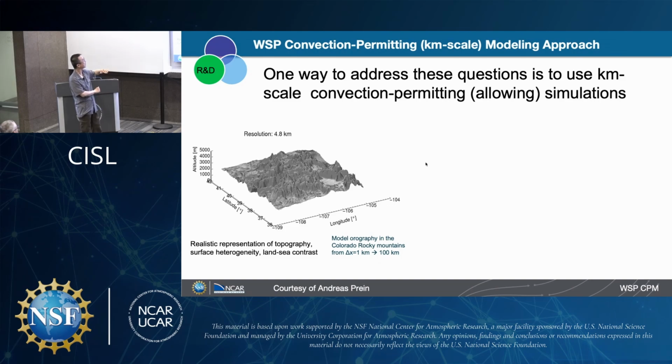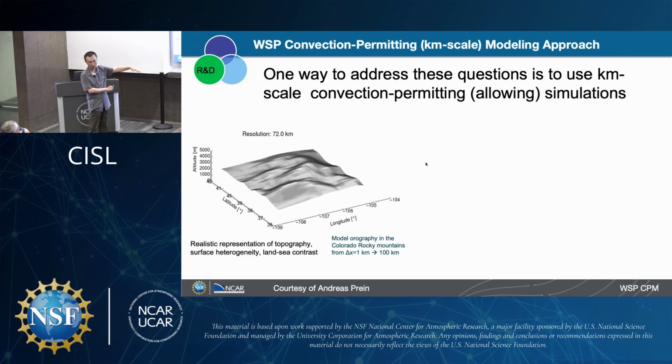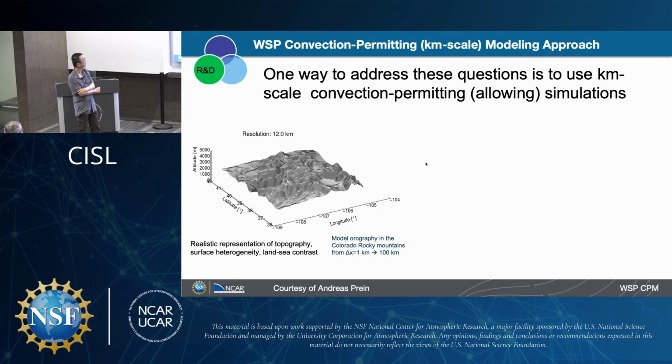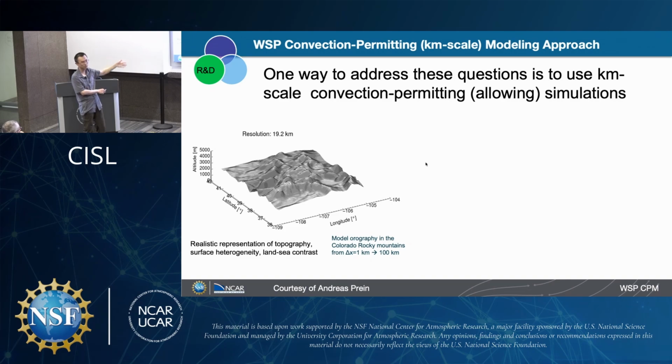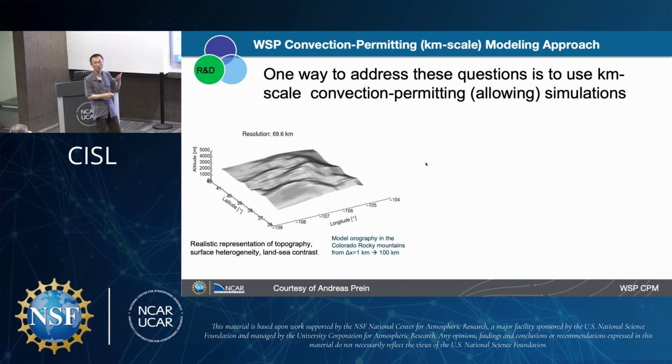This is an animation showing the topography data from 1 kilometer to 100 kilometers over the Rocky Mountains. As you can easily tell, when the resolution is high, you resolve all these peaks and valleys. But when you move towards the grid spacing of a climate model, the entire mountains just look like several bumps. So you lose those details of the terrain impact on precipitation and also hydrology response.